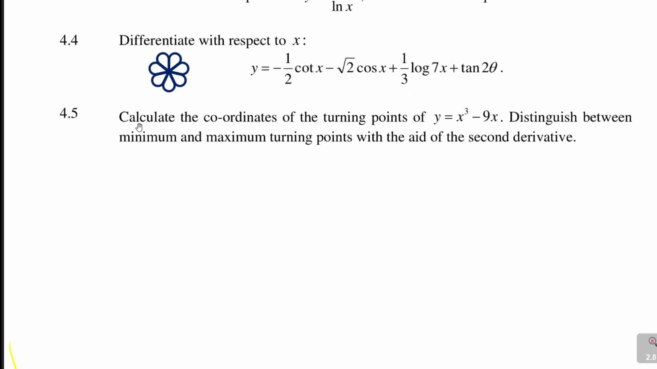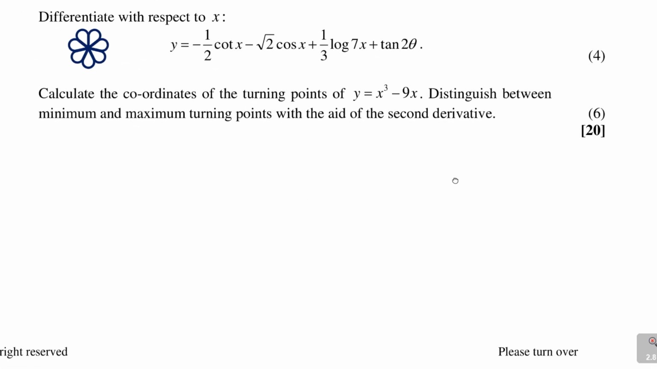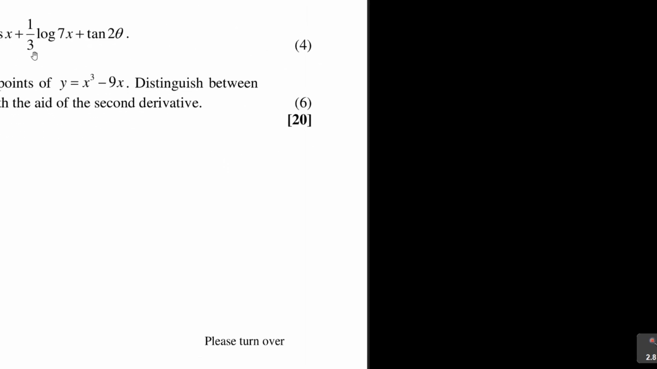Last one, 4.5. Calculate the coordinates of the turning points of y is equal to this. Distinguish between the minimum and maximum turning points with the aid of the second derivative. 6 marks. Alright, so they gave this one 6 marks. Calculate the coordinates of the turning points. So what is this one they are saying? This one is y is equal to x cubed minus 9x. Alright, let's do it this side.